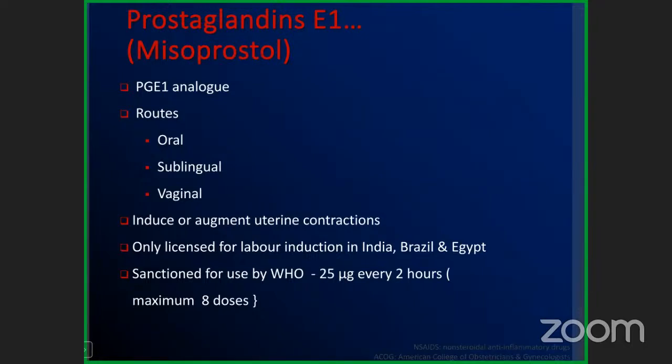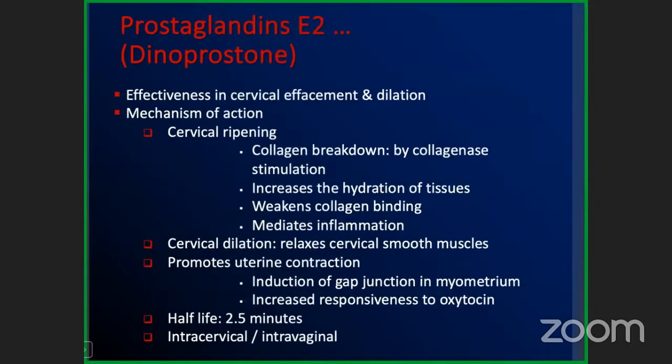I think misoprostol is a wonderful drug. It's available the way you want to use it: oral, sublingual, and vaginal. It is the drug recommended for induction and augmentation of labor also. It is licensed for labor induction in India. It is sanctioned by WHO now. They changed it in 2020. Initially, it was recommended as 25 microgram every 4 hours and a maximum of 4 doses. However, now they have changed it to 25 microgram every 2 hours and a maximum of 8 doses.